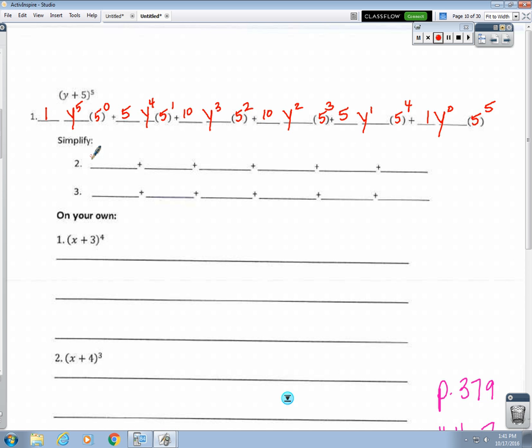So we have a 1 times y to the 5th times what? 1. Anything to the 0 power is 1. So when you multiply those 3 things, you get a y to the 5th. Then for the second term, we have a 5 times y to the 4th times 5. And when you multiply those, you get a, right? For the third term, we have a 10 times y cubed times 25. Because 5 squared is 5 times 5. And that makes a 250 y cubed.